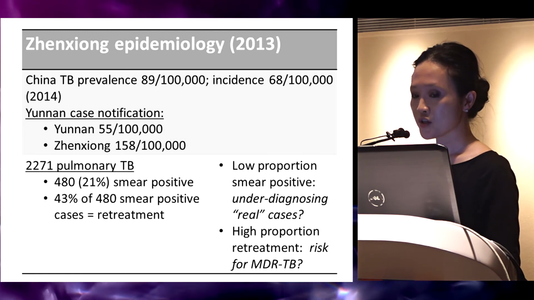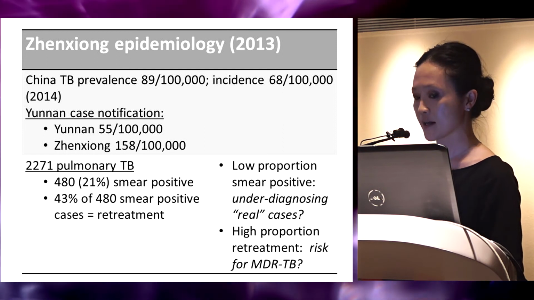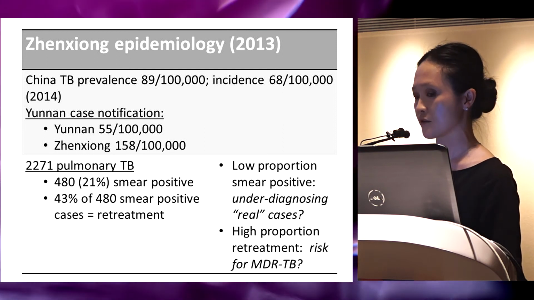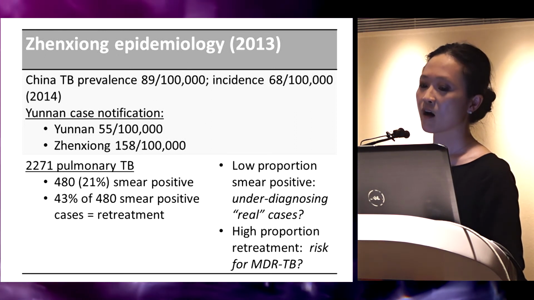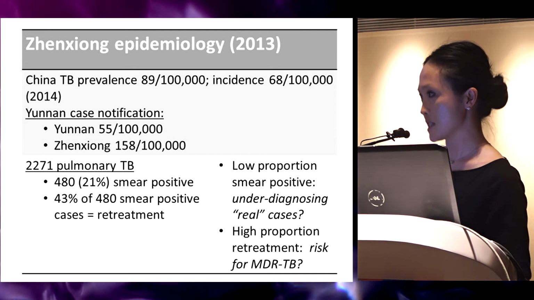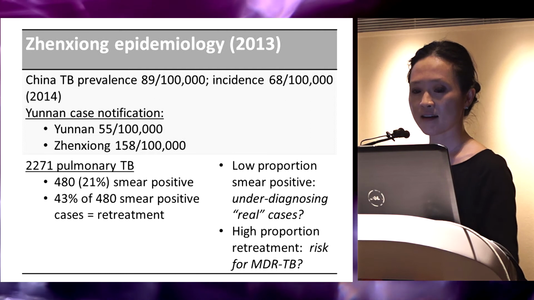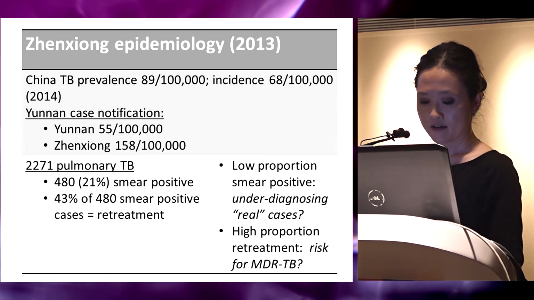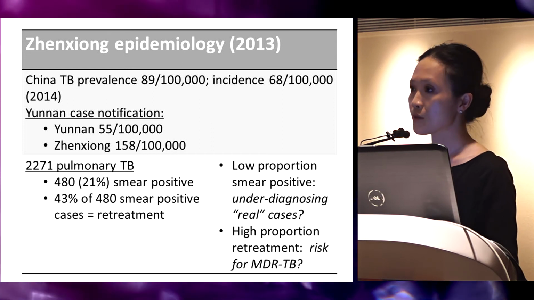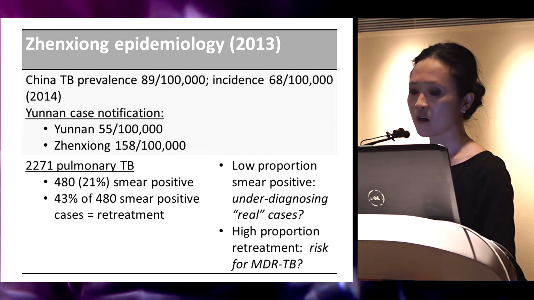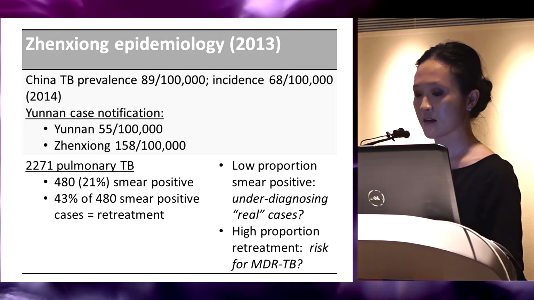Now, one of the major issues in Zhensheng is a very low proportion of smear positivity. Only 21% of the 2,200 patients were actually smear positive. So the question here is, are we underdiagnosing the real TB cases, and are we overdiagnosing people who don't actually have TB? The second challenge here is that among the 480 smear-positive cases, 43% of them were retreatment cases. So the question here is, is there a high risk and a high proportion of MDR-TB in this population?